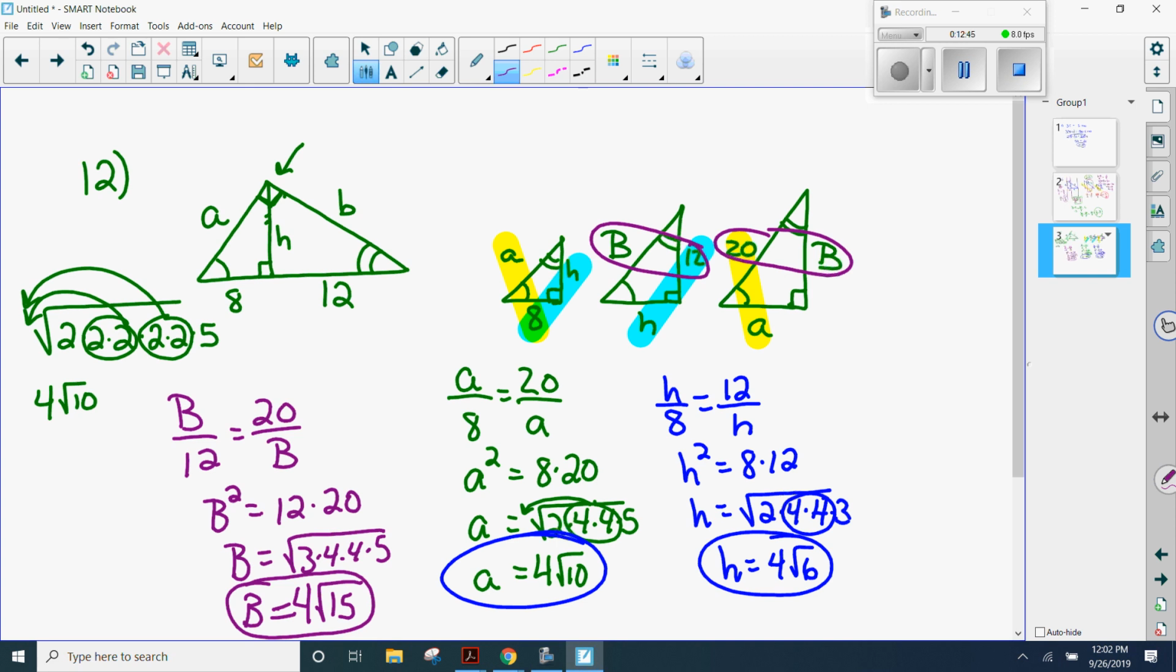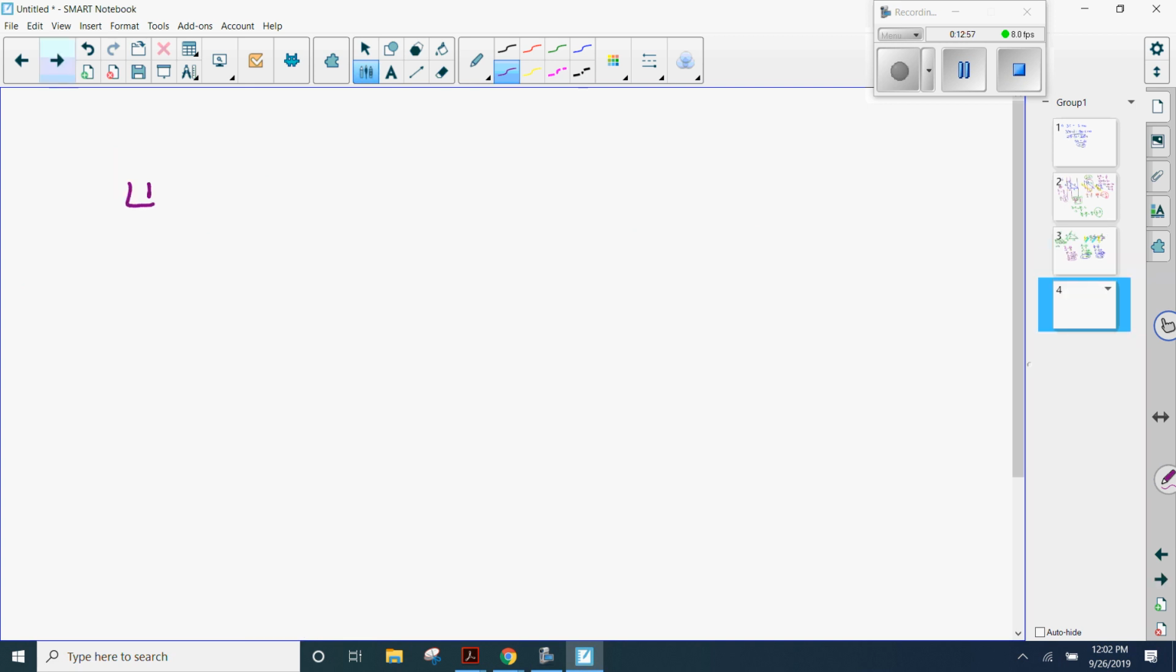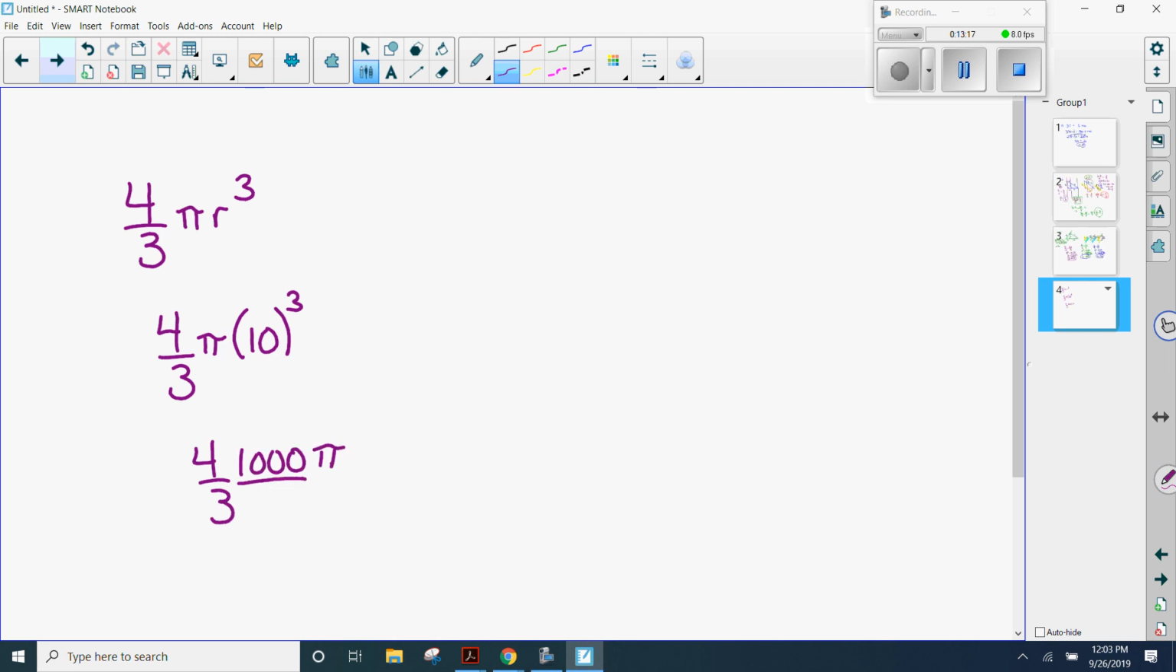Another one? When you find the volume of the sphere, how do you multiply 4/3? It's 4/3 pi r cubed. In this case, what is our radius? 10. Do you know what 10 cubed is? 1,000. So you have 4/3. I'm just going to put that 1,000 in front and pi. So that's the same thing as 1,000 over 1. So you're just going to end up with 4,000 pi over 3.